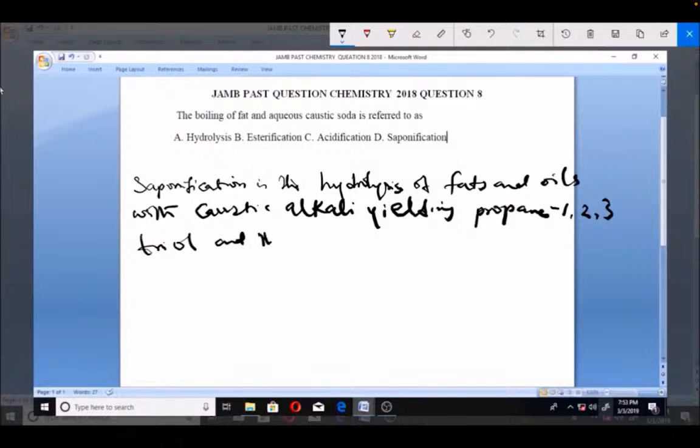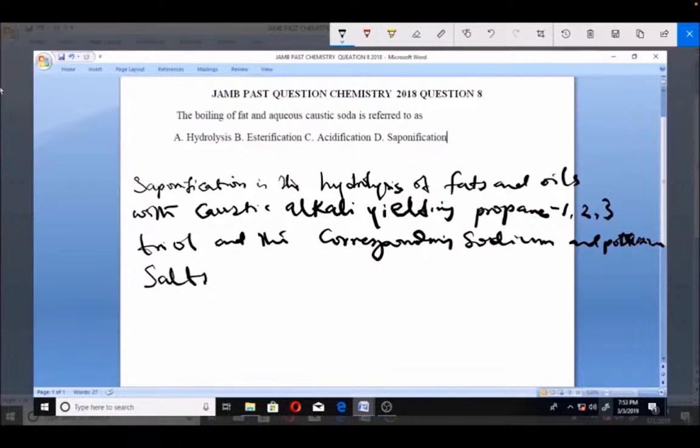and the corresponding sodium and potassium salts of the component fatty acids.